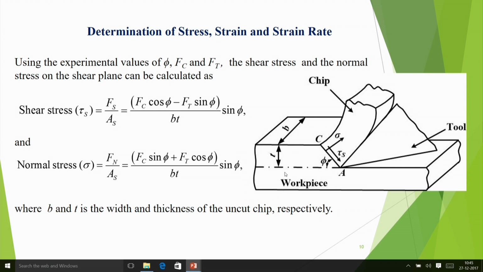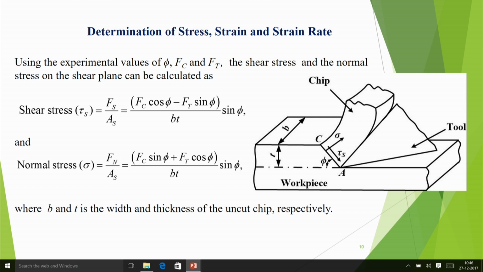So, shear stress is actually Fs divided by As. This is As, the area of the shear plane. Ac is the shear plane, and Fs is equal to Fc cos phi minus Ft sin phi. This comes from the Merchant's relation, and divided by As will be the shear stress. As will be B multiplied by T by sin phi. So, this sin phi goes up. This AC length is what? AC length is basically T by sin phi. B is the width of the chip.